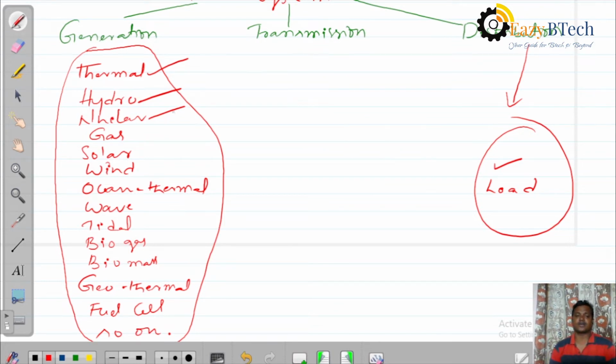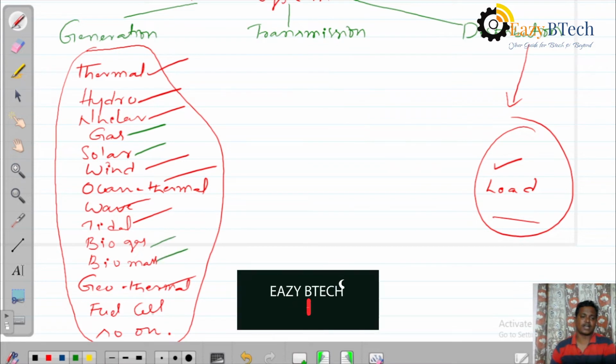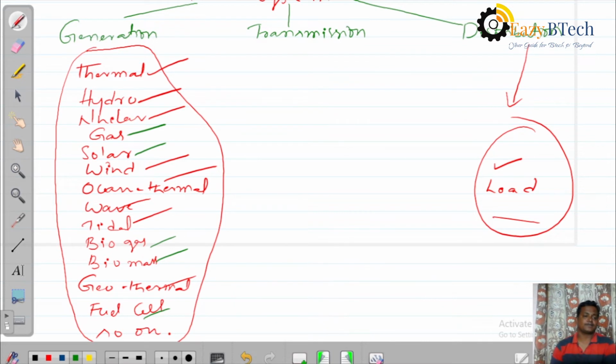A nuclear power plant is far away from the safety point of view. And wind is also where we have the high wind energy, only at those places we will install the wind power plants, ocean thermal, geothermal, tidal energies, wave energies. Those are not possible to install near to the load centers. Therefore, gas, solar, biomass, biogas, fuel cells, those can be near to the load centers.